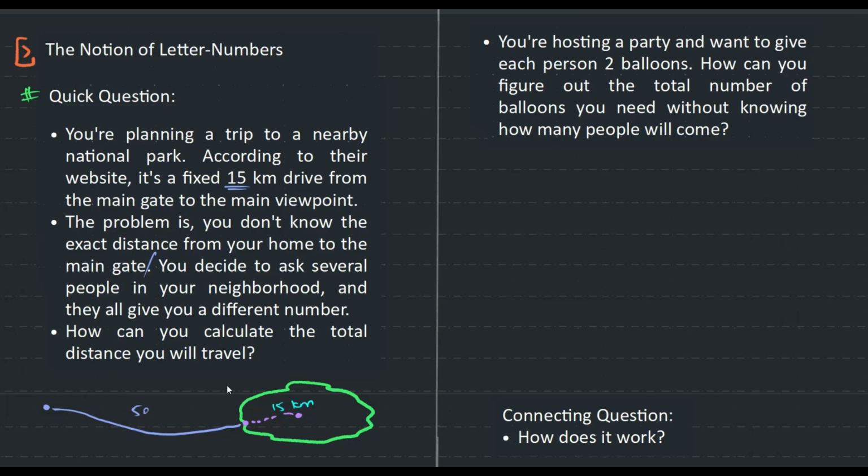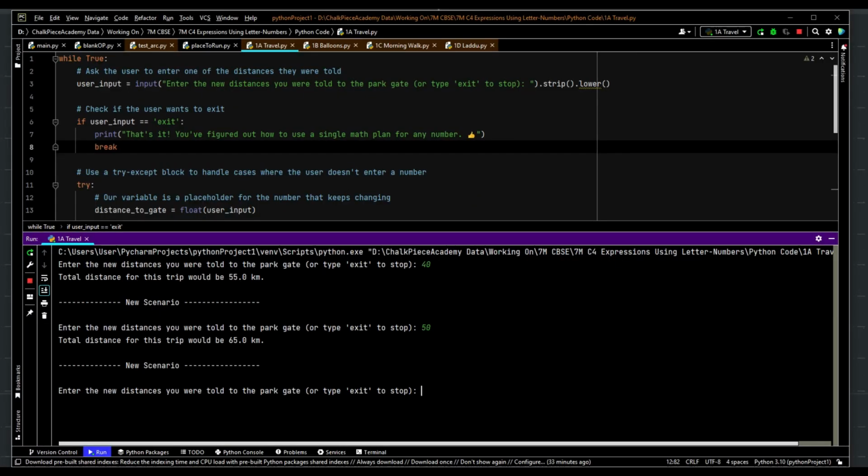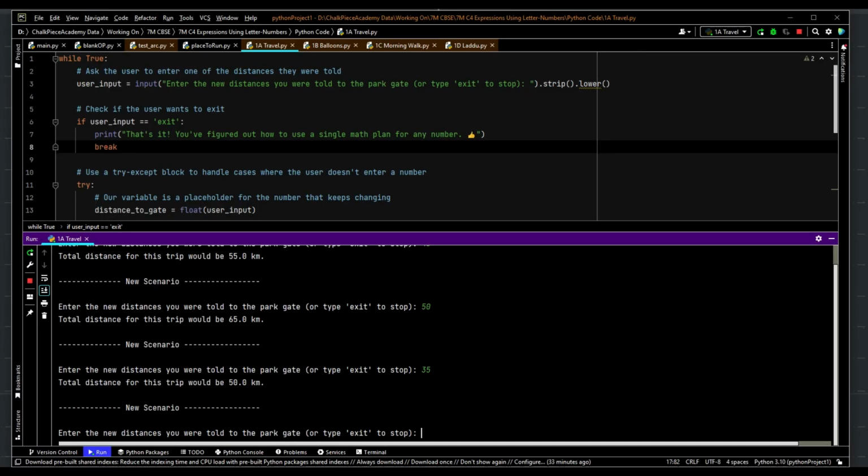One more person tells you, I know one shortcut. You don't have to travel so much. You just have to travel 40 kilometers. Sorry, not 40, say 35 kilometers. So what is the total distance from your starting point to the final point? So this will be 35 and 15, so 50 kilometers, right?